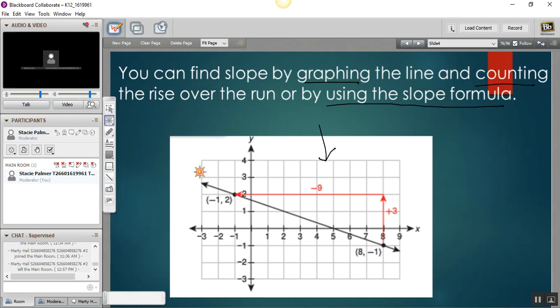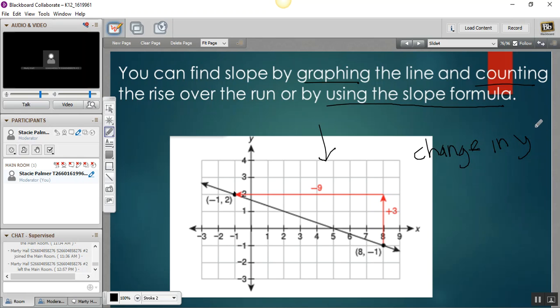Okay, so you can see we have this line graphed. There are 2 points that have already been picked. So this point right here, to the right 8, down 1, and this point right here, -1 to the left, and then up 2. So if we want to find the slope by graphing and counting, the graph has already been done. So now we're going to count the change in the y-axis.